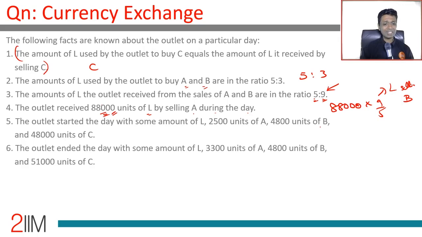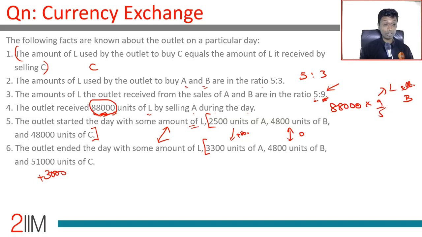The outlet started the day with some amount of L, 2,500 units of A, 4,800 units of B, 48,000 units of C. They ended the day with some amount of L, could be different, 3,300 units of A, that is plus 800, 4,800 units of B, 0 change, and 51,000 units of C, plus 3,000. Right? The interesting point for me is that this number is given. With this number, we can find this number.